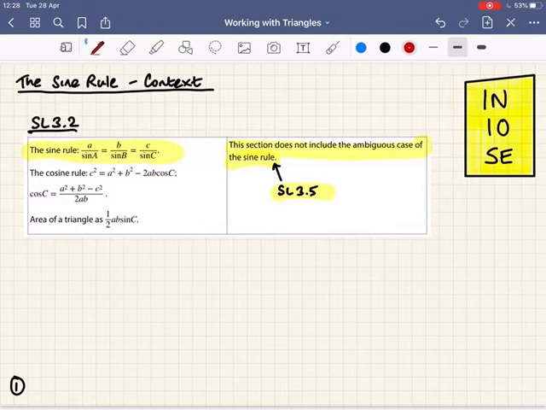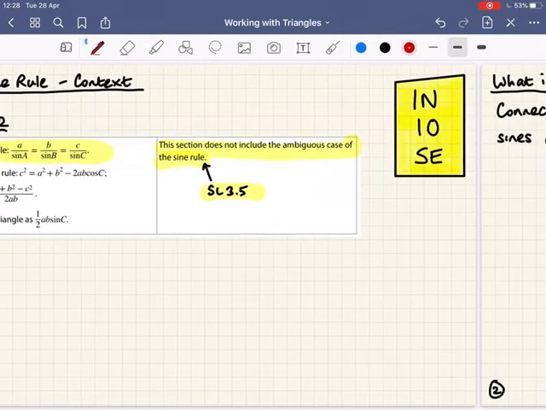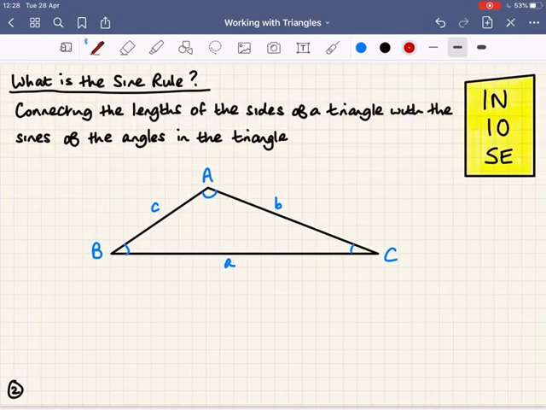So let's have a look and see what the sine rule is and how we derive it. The sine rule connects the lengths of the sides of a triangle with the sine of the angles in the triangle. Let's have a go at seeing if we can derive that ourselves without just using the formula as it's written. What we do know from our previous video is how to find the area of a triangle.